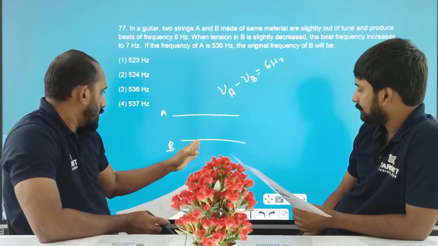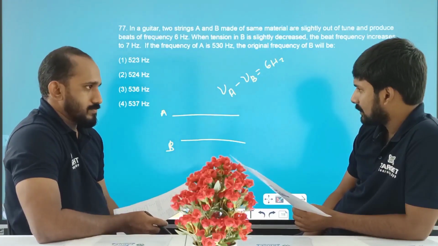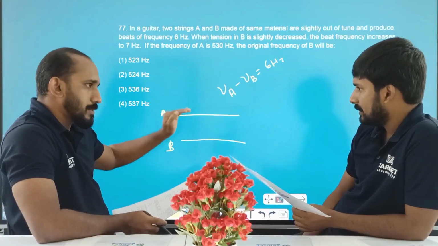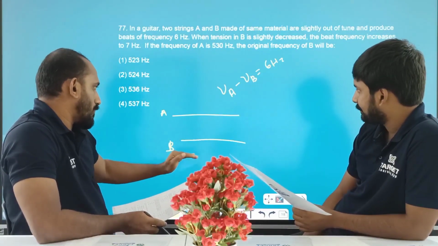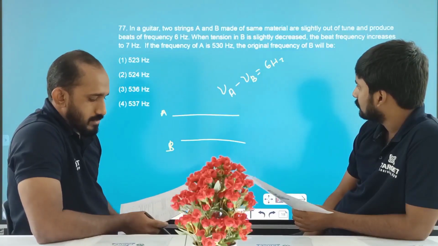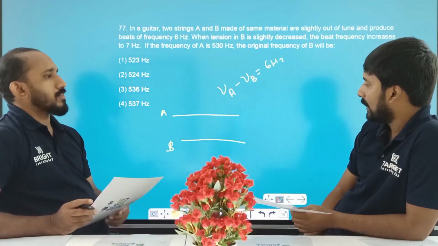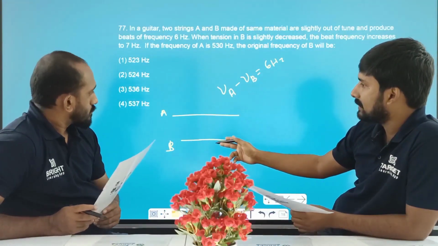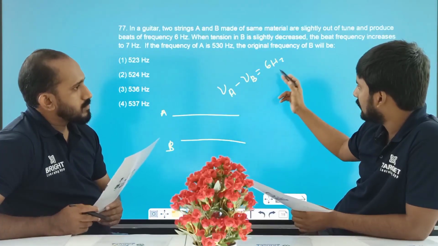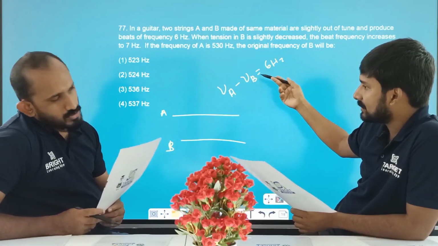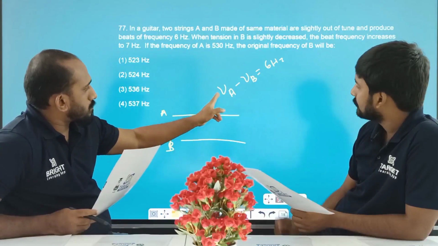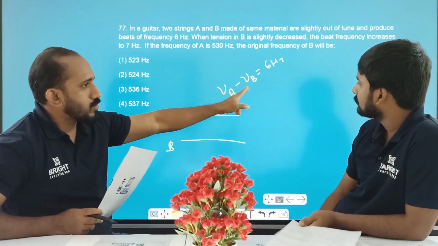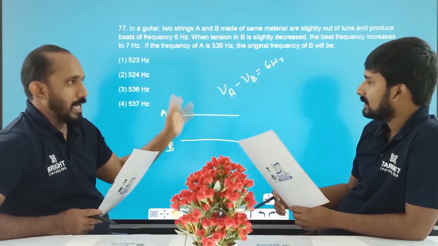And in B, if the tension decreases, then its frequency also decreases a little bit. Then the beat frequency becomes 7 Hz. So when the tension of B decreases, the beat frequency increases. So one thing to note, the difference may be nu A minus nu B, or nu B minus nu A also. Both can be.